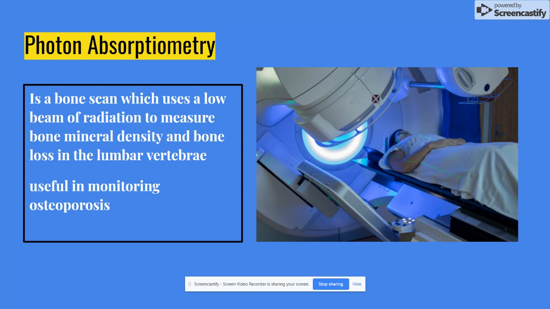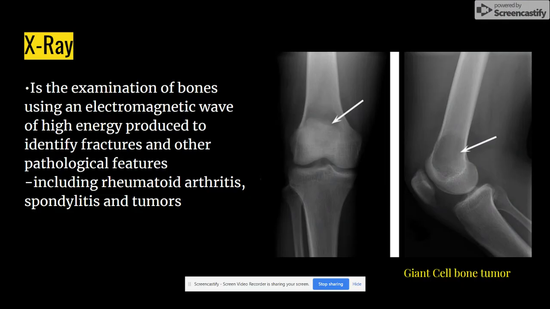Okay, so next we have photon absorptiometry. This is a bone scan which uses a low beam of radiation to measure bone mineral density and bone loss, particularly in the lumbar vertebrae. This is one that's going to be very useful in monitoring osteoporosis. And we can see like the green lines right here. I mean, it's legit a scan. It's going to fire photons. So it's going to send low radiation through a patient and take an image.